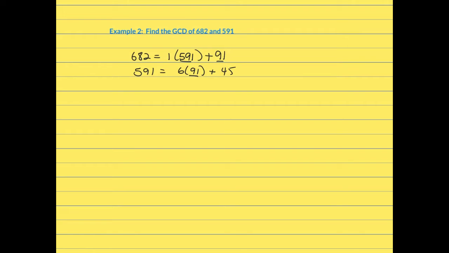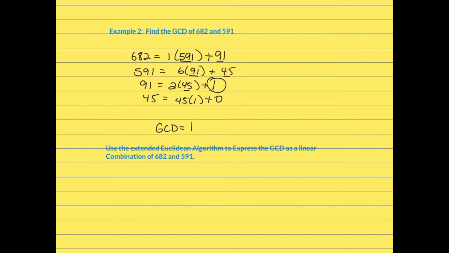Now we'll repeat the process on 91. 91 is 2 times 45, with a remainder of 1. Repeat on 45 and 1. 45 is 45 times 1 plus a remainder of 0. And again, the last non-zero remainder we got is the greatest common divisor. So the GCD here is 1.